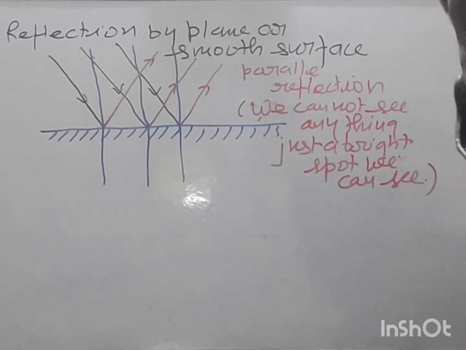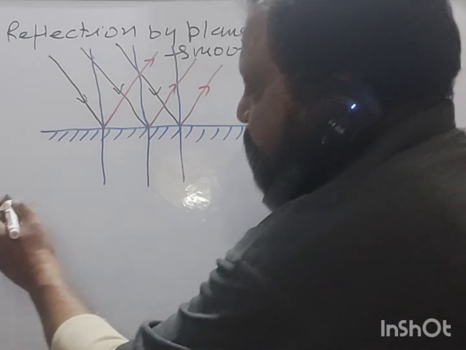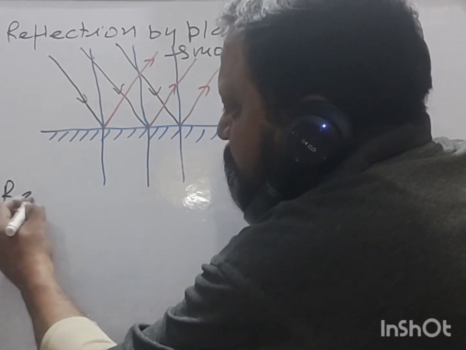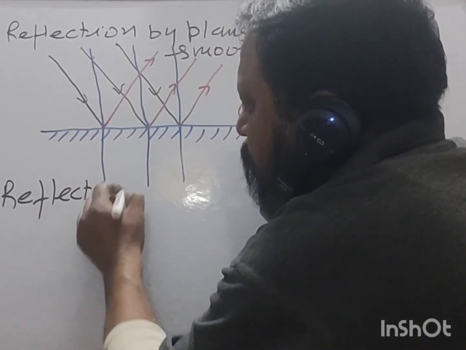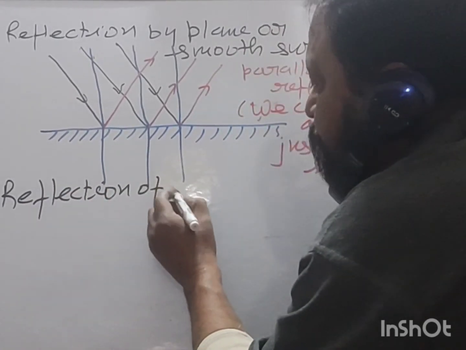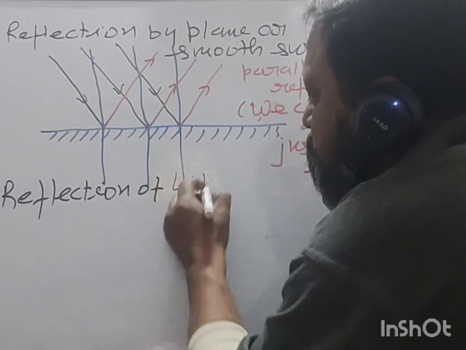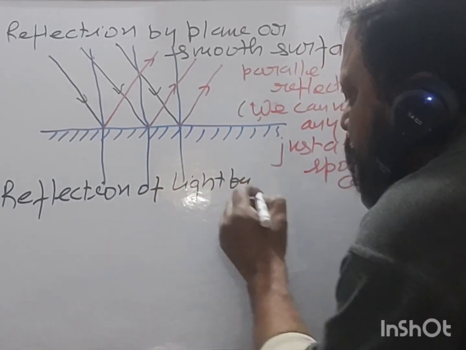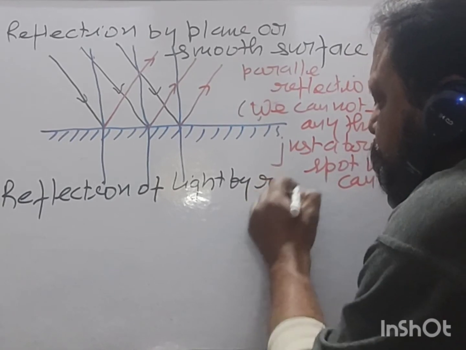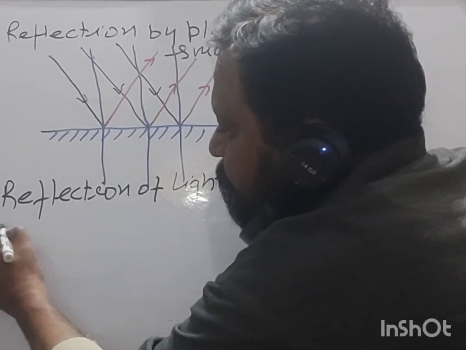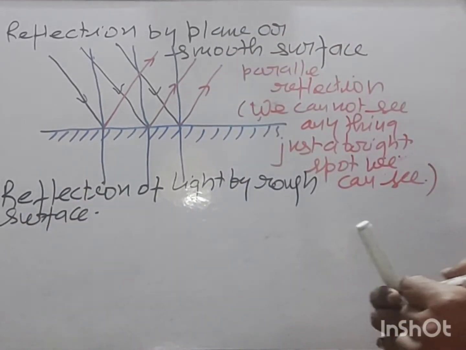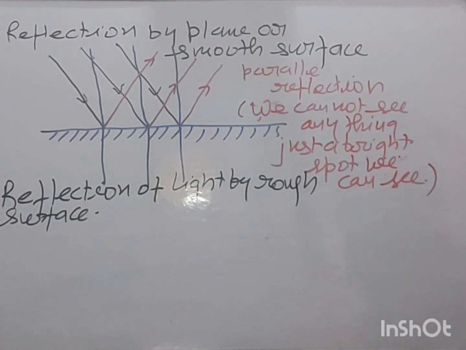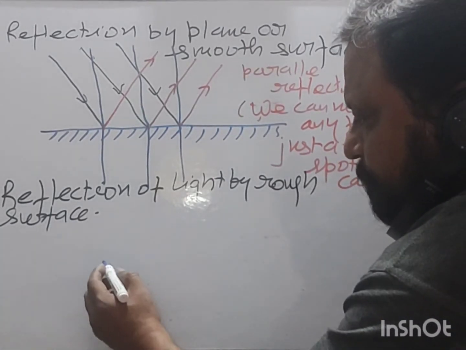Now reflection of light ray by a rough surface. Now we have reflection of light by a rough surface.